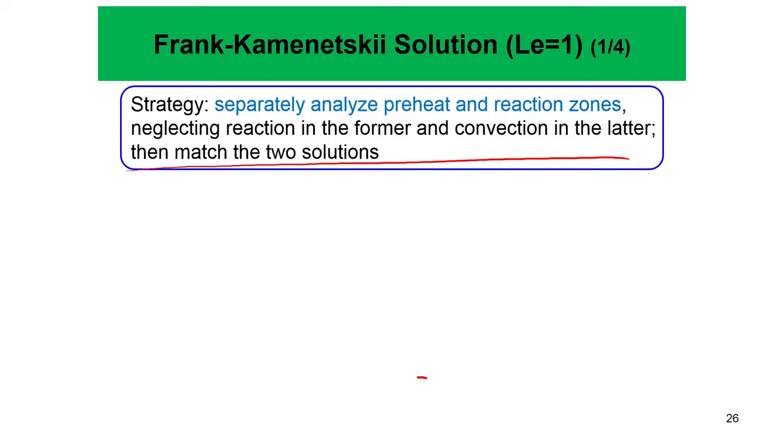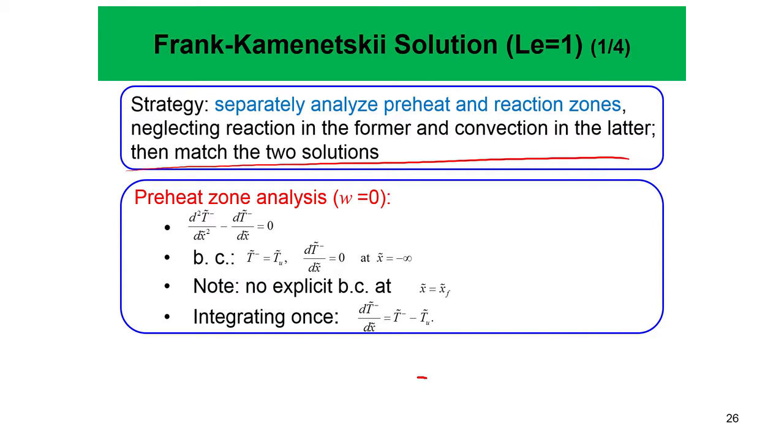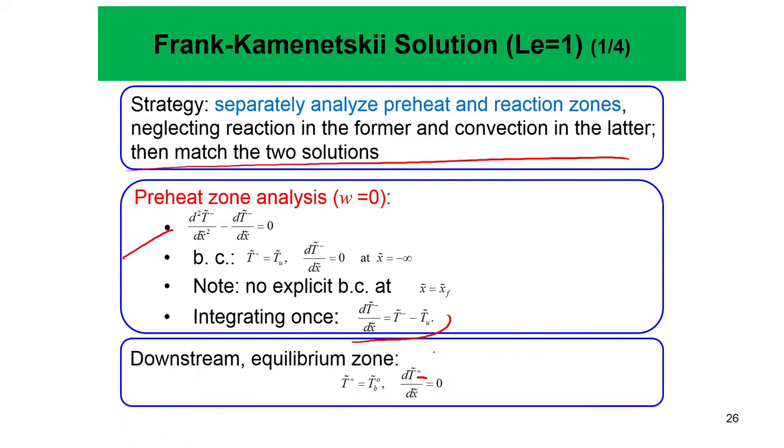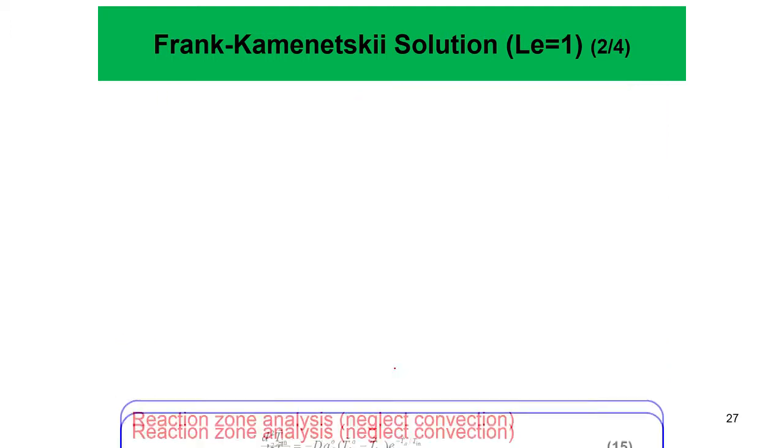So I urge you to go through this derivation once more and be familiar with the detailed nuances of it. If we summarize the Frank-Kamenetskii analysis, we have separately analyzed the preheat and the reaction zone, and we have neglected the reaction in the former, that is in the preheat zone, and the convection in the latter, and then we have matched the solution. In the preheat zone analysis we considered W to be equal to 0, and we integrated this once and found this, and in the downstream equilibrium zone dT by dx tilde is equal to 0.